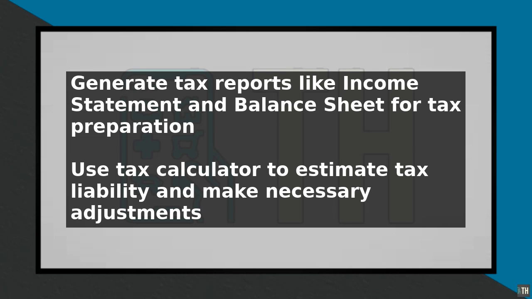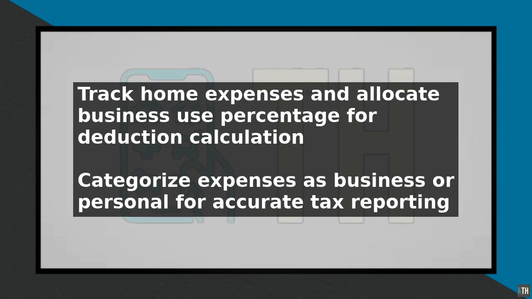For example, if you have business use of your home, you can calculate the deduction using QuickBooks. To do this, track your home expenses, such as mortgage interest and utilities, and allocate the business use percentage. QuickBooks will then calculate the deduction, which you can claim on your tax return.